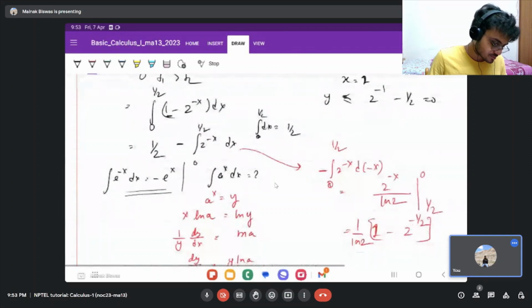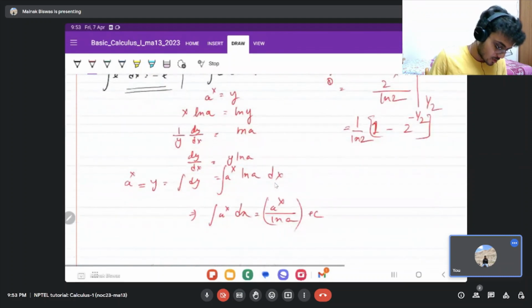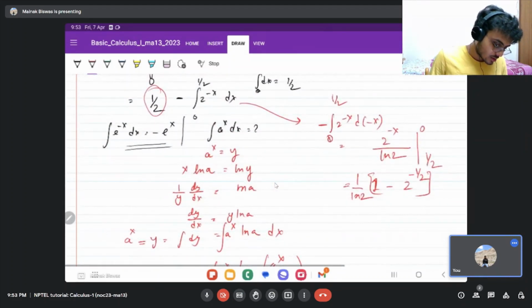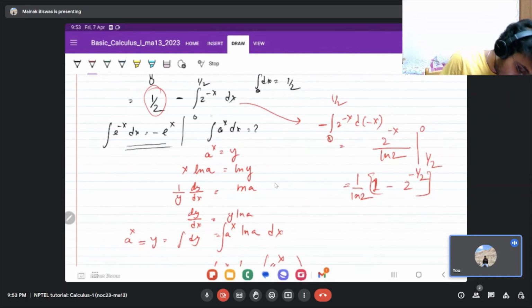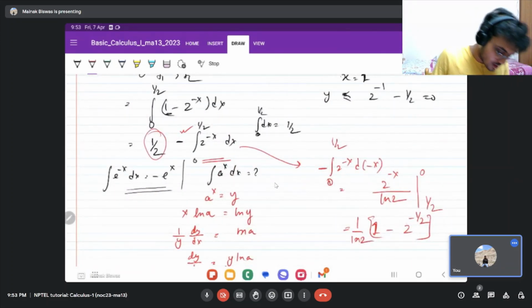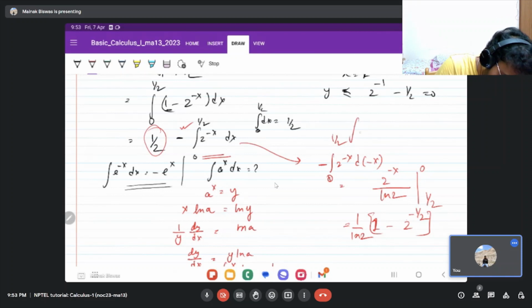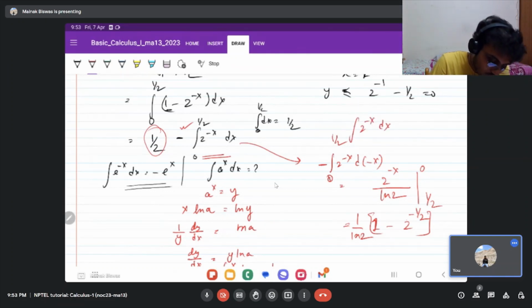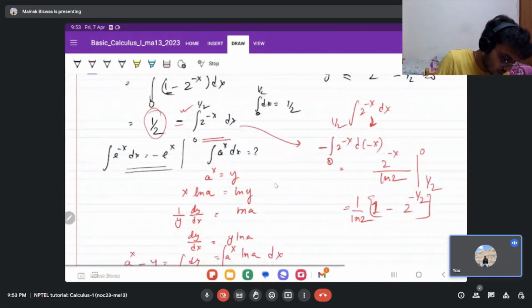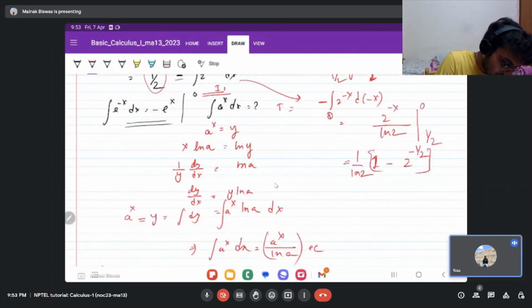So the first part is half. So the area is... did we find, we found this integral, right? There's a minus in between. What integral have we found out? We have found the integral of 2 to the power minus x dx, right? 2 to the power minus x dx can be written as minus of this, we have found the integral of this, and we have a minus in between, so it is minus I1. This is I1, right?